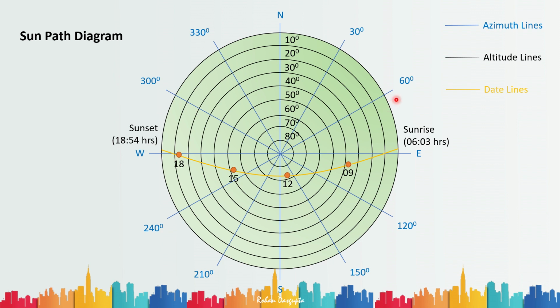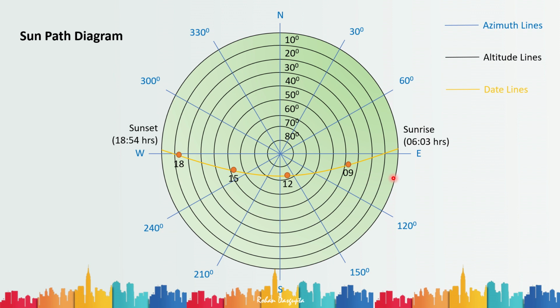Right? So here you can trace the position of the sun based on the azimuth line and the altitude lines. For example, if I want to find out the position of the sun at 9 a.m., you see it is lying between the azimuth line of east, that is 90 degrees, and 120 degrees. So somewhere the azimuth is roughly at 100.